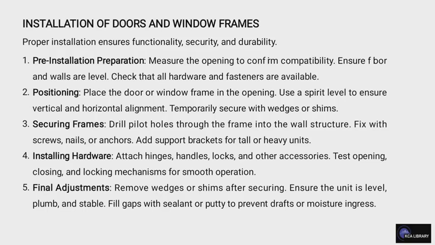The second is positioning, which is placing the door and window frame in the opening. Use a spirit level to ensure vertical and horizontal alignment, and temporarily secure with wedges or shims. Then securing the frame is another step, where you drill pilot holes through the frame into the wall structure. You fix the screws, nails, and anchors, and add support brackets for tall and heavy units.